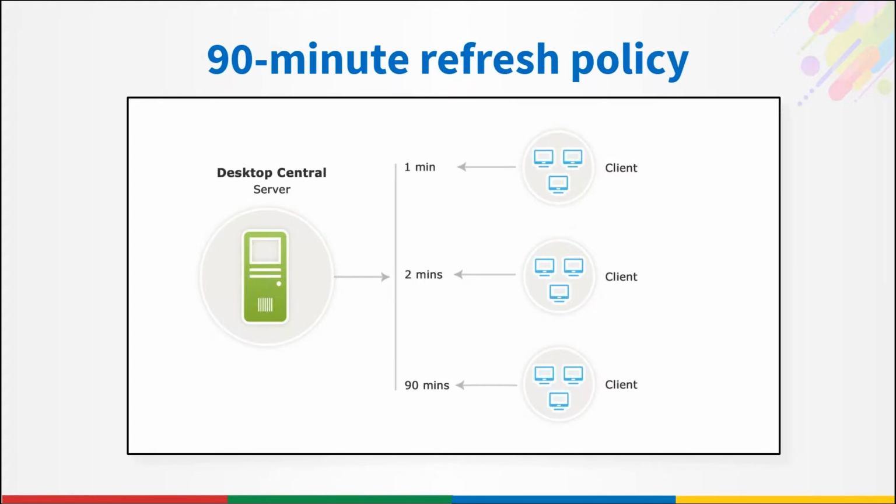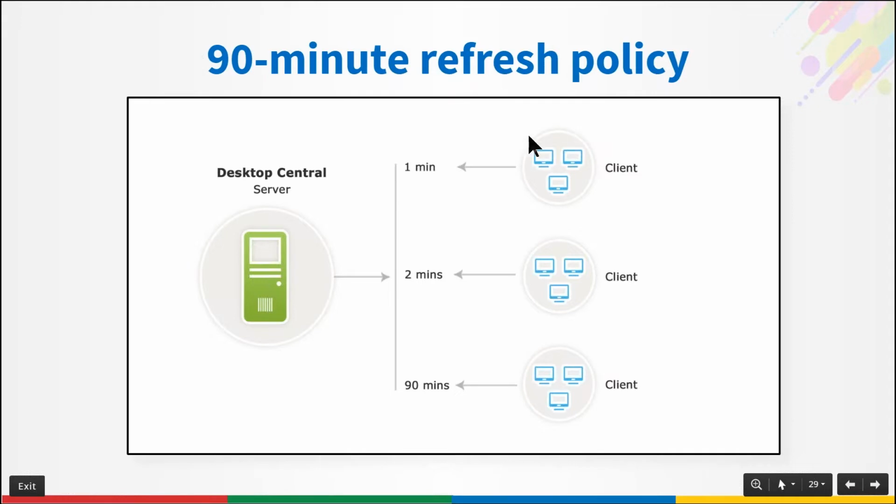That being the first reason, it also helps in spreading the bandwidth of your network uniformly across all client computers. Because if all the computers contact the server simultaneously, it will lead to network choke and will definitely cause bandwidth bottleneck issues. The third reason would be it reduces the load on Desktop Central server to a greater extent.